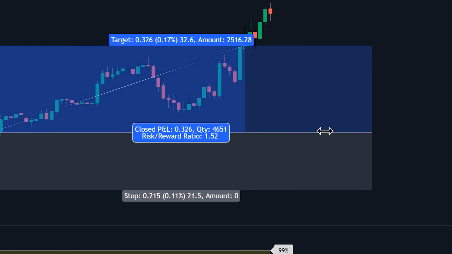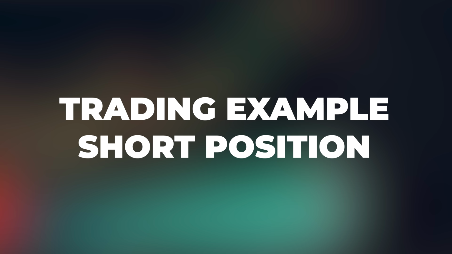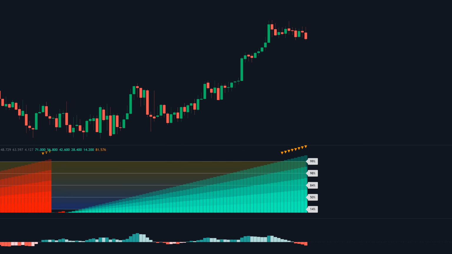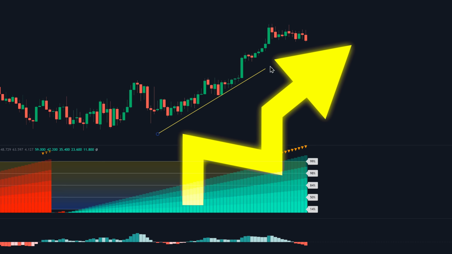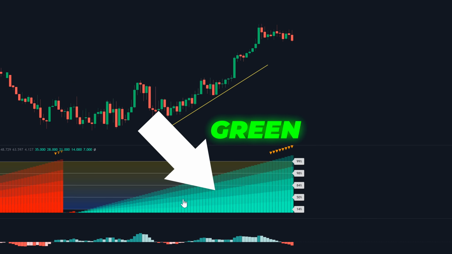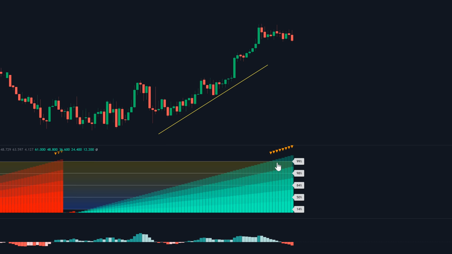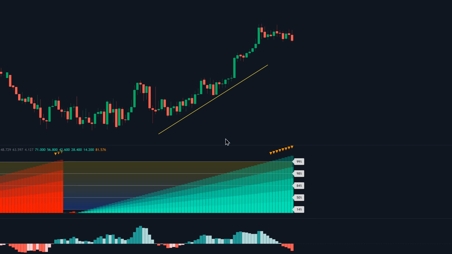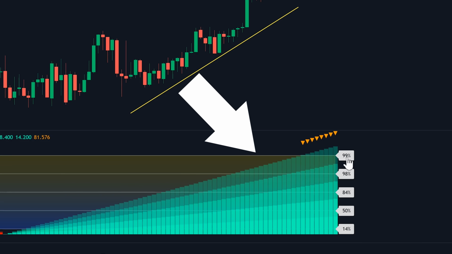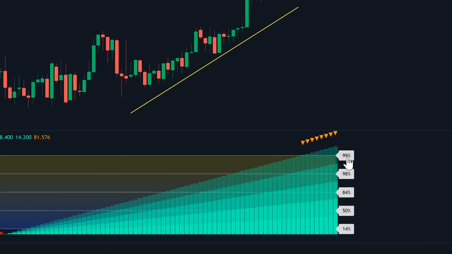and it was profitable. Now, for a short position, we're gonna do the opposite. Condition number 1. Ensure the market trend is bullish by having a green trend duration histogram. Condition number 2. You want to confirm that the bullish trend is overextended to the upside by watching for the histogram to go above the uppermost standard deviation level, indicating over 99% chance of reversal to the downside.